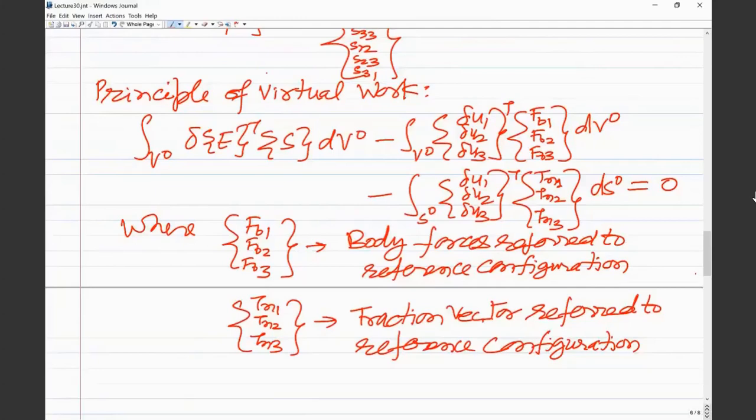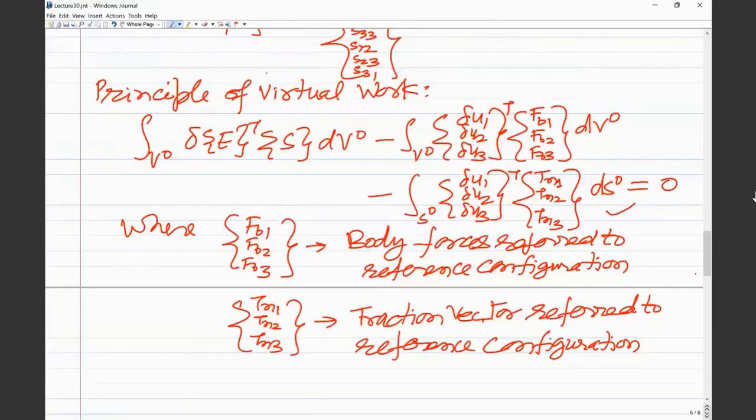We have got the virtual work in this form. What I have written is in terms of the second Piola-Kirchhoff stress tensor and the Green-Lagrange strain tensor. Although you can also work with the first Piola-Kirchhoff stress tensor and the variation of the displacement gradient or the variation of the deformation gradient, delta H or delta F.